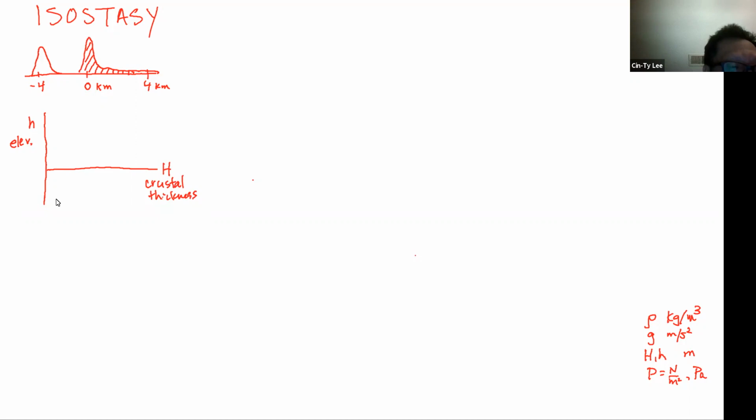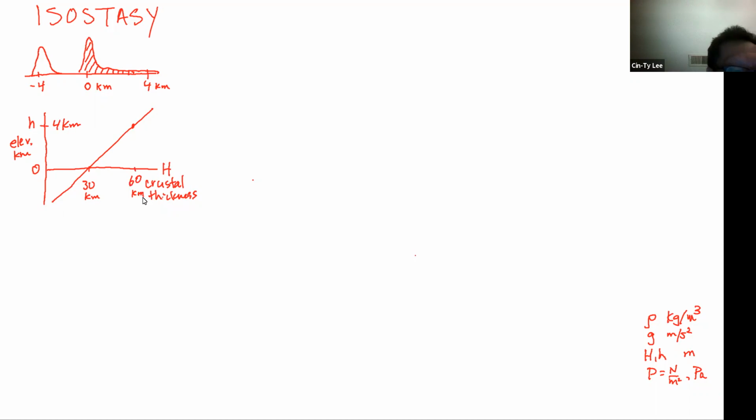And what you find is that there is a positive correlation. There's a lot of scatter, but overall it's a positive correlation. This is 0 kilometers at sea level. Okay? And at 0 kilometers, this corresponds to about 30 kilometers in crustal thickness. And then if you go up to high elevations, say 4 kilometers, like Tibet, you'll find that the crustal thickness is something like 60 kilometers or more.